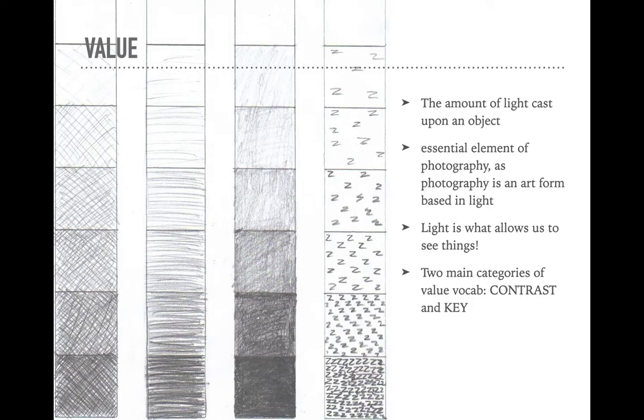In photography, value is the most essential element because photography is an art form based in light. Photo means light, graph means drawing, so technically photography is drawing with light. Light is what allows us to see things, and so value is really important in our understanding of the things that we're seeing. We have to see the light reflected off things. There are two main categories of the value vocab, and that is contrast and key.